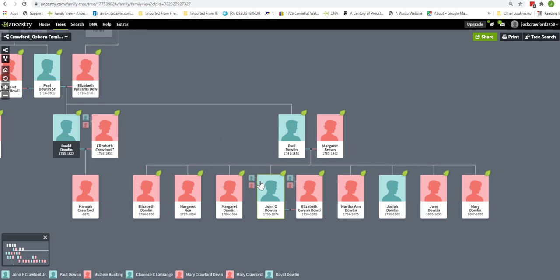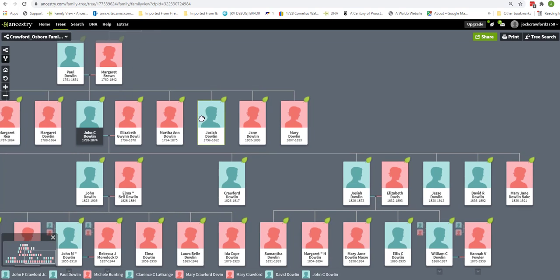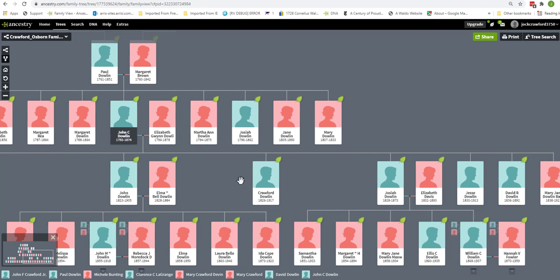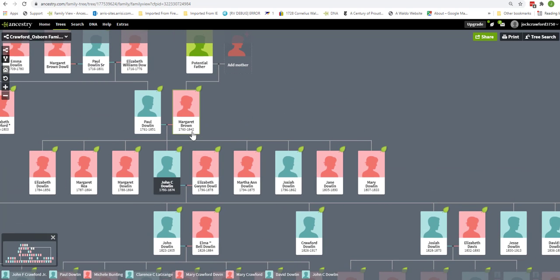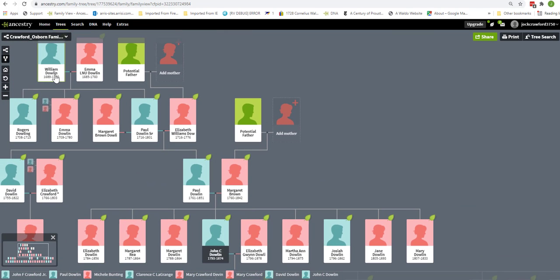Well, the obvious reason is they have a common ancestor, but then we want to try to guess who it could be. If we look at the descendants of Paul Dowlin and Margaret Brown, that provides a clue. So here is one called Crawford Dowlin. Now, why would you name somebody Crawford Dowlin? Usually it would be because that's a family name. So that suggests that there is a Crawford up here somewhere. Maybe it could be as high as up here. There's an Emma, maybe she was a Crawford.